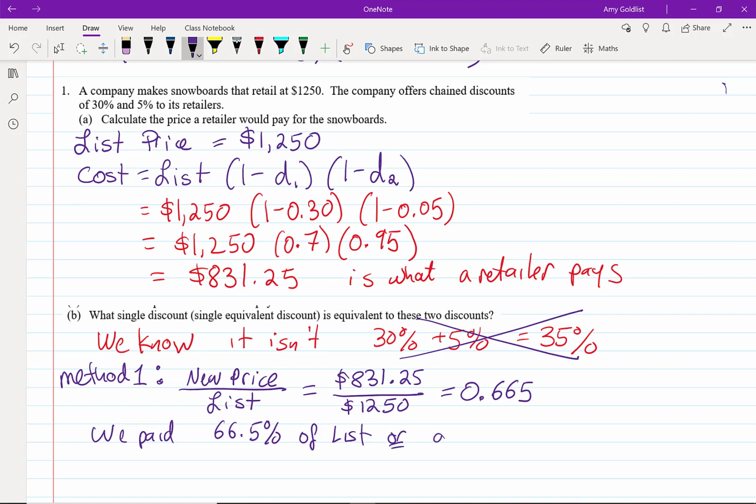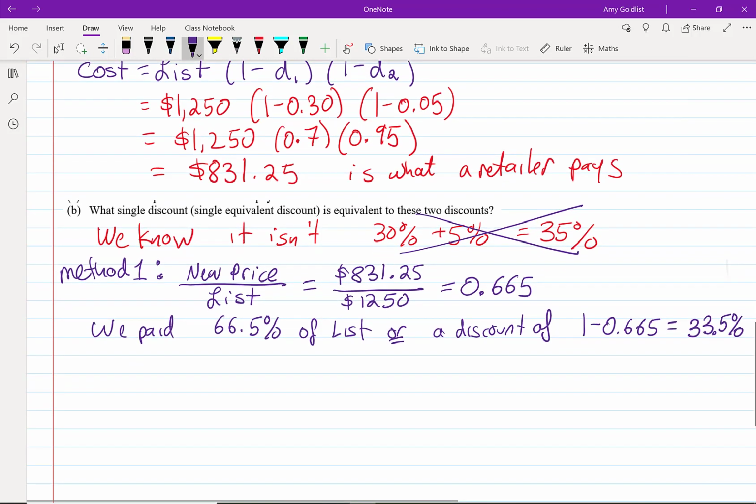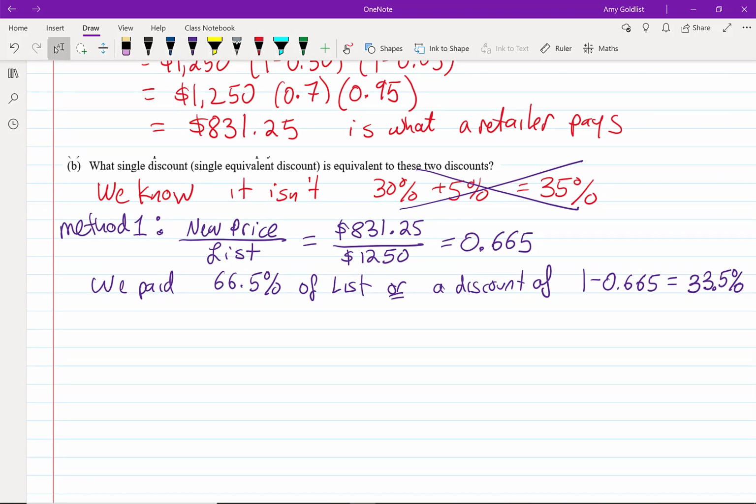Or we had a discount of 1 minus 0.665 equals 33.5%. Let's just scroll down a little bit more. Now let's try another method. Either of these works. There are more methods even than I'm saying. That's one of the things with algebra, but whatever method you're using, you want it to work.